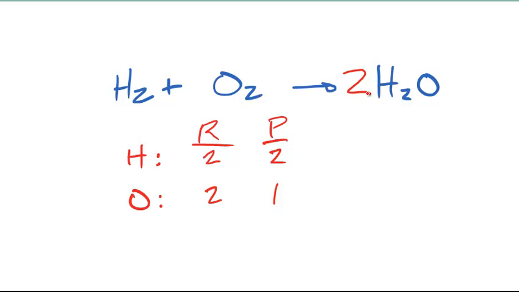This is a coefficient. And this is different from the subscripts, right? The small numbers that are lower and to the right of the elements are called subscripts. What we're going to be using to balance this equation is what we call a coefficient, and they're regular sized numbers that come before the compound, before the chemical formula. All right.